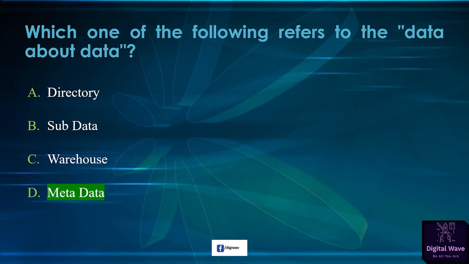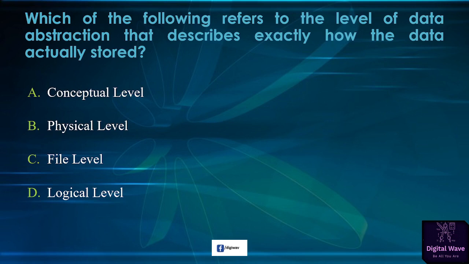Okay. So, next question is, which of the following refers to the level of data abstraction that describes exactly how the data actually stored? So, options available here: conceptual level, second option is physical level, third option is file level and the last option is logical level. So, right answer will be physical level.